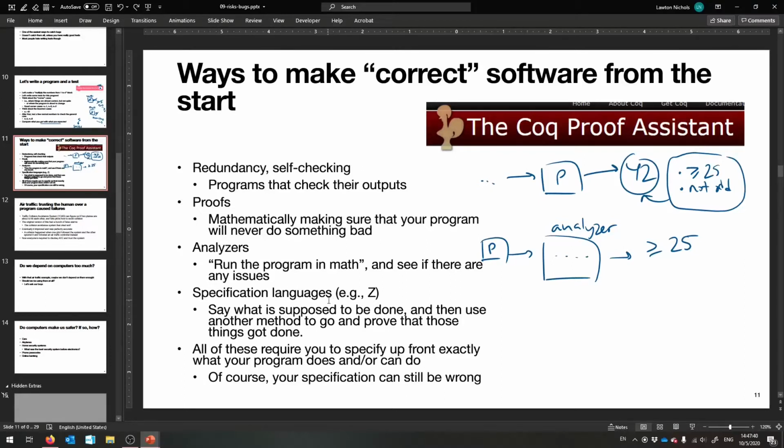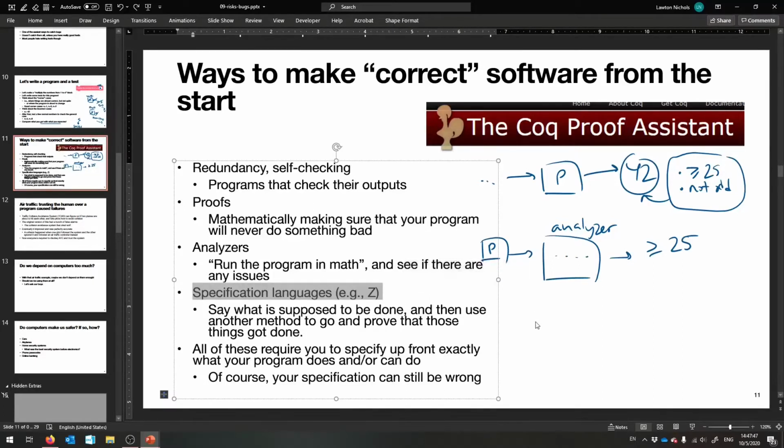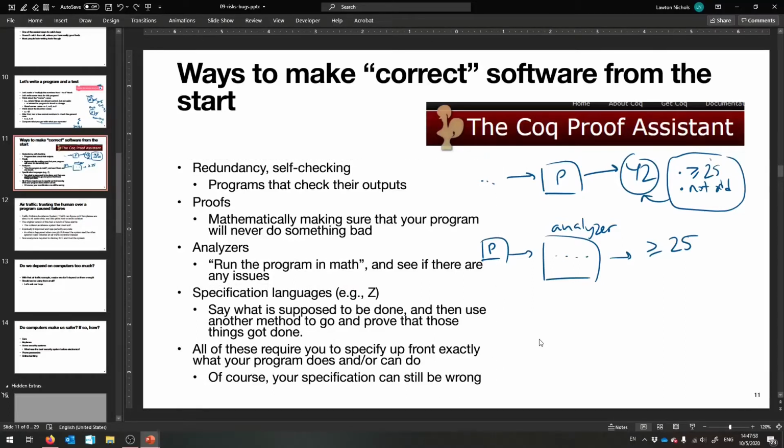Okay, that's fun. Another thing that you can do to make correct software from the start is to specify it well. There are languages that are not programming languages, languages that don't get run, but they're languages in which you can write a specification for your program. Like, it's supposed to do this. It's supposed to always have an output greater than or equal to 25. It's supposed to have an output that's never odd.